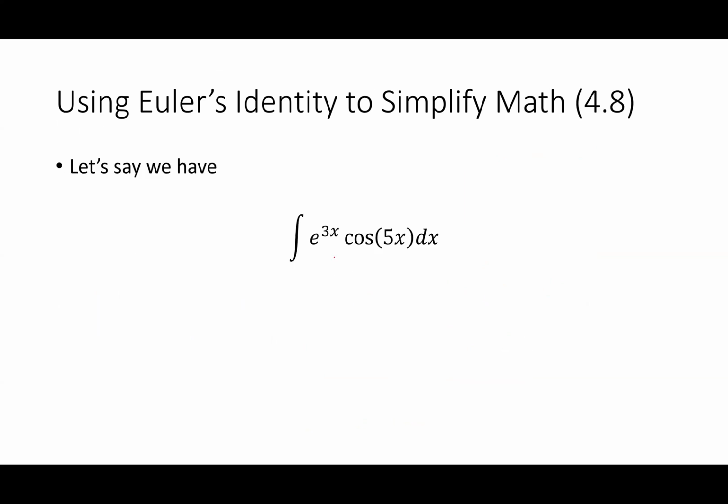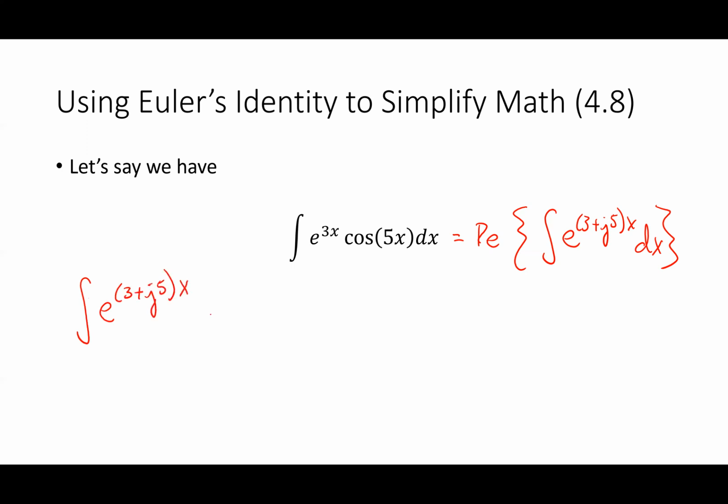Basically, where I got this to is that this is the same as the real part of the integral of e to the 3 plus j5 x dx. Except it's clunky to carry that whole thing around. So I'm just going to do the integral of e to the 3 plus j5 x dx. What should that be?